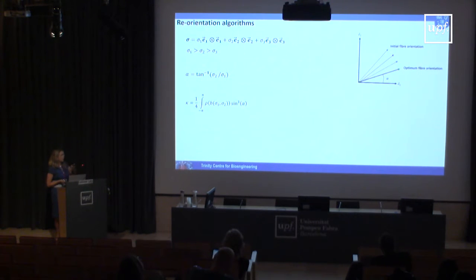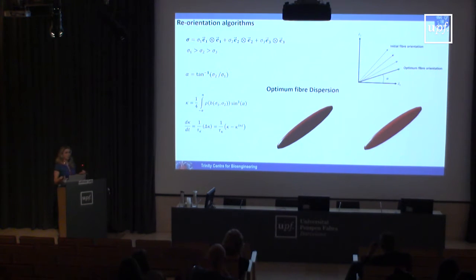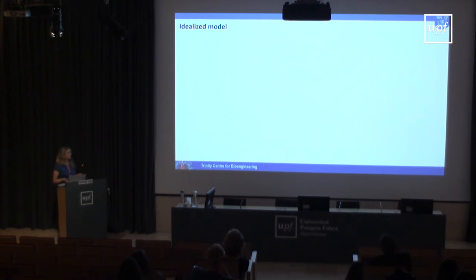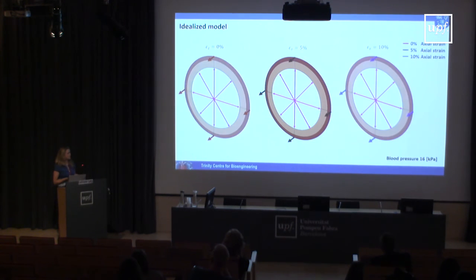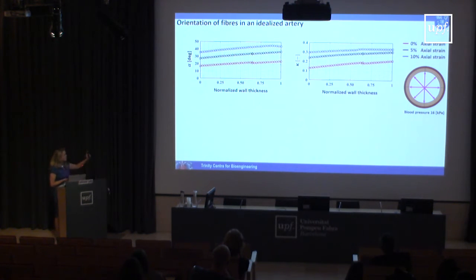So we also have dispersion, which is how variable these fibres are. That also evolves towards the optimum dispersion, which again is dictated by that ratio. So just seeing that evolve to that fibre pattern. If we look at this, first of all, just in an idealized vessel, applying different axial stretches to the vessels, just 0, 5, and 10%. The interesting bit about this is that we see, as we see physiologically, that the outer wall, going through the thickness of the vessel, we have a higher angle than at the inner wall. This is relative to the circumferential direction.